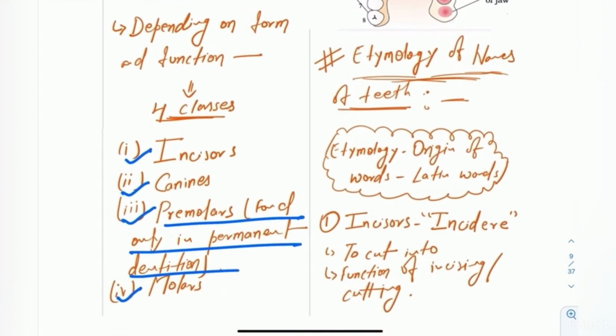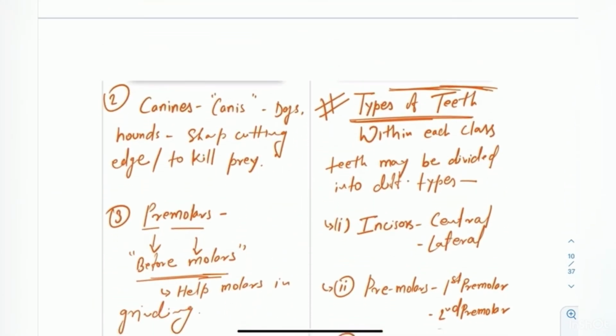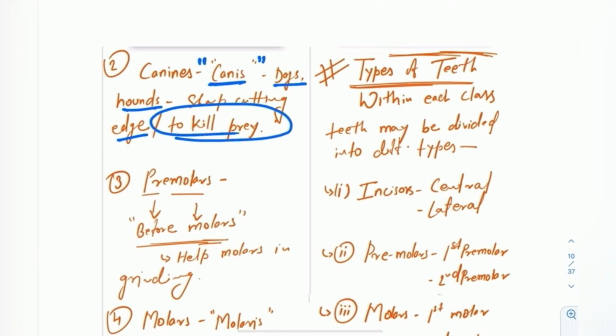Next is the etymology of names of teeth. Etymology means the origin of the words of teeth. Incisors comes from incidere, which means to cut into, and its function is incising or cutting, according to its function. Canines came from canis. Dogs have pointed teeth. It means dogs or hounds, and you will see the sharp cutting edge, which they used to kill prey. So canines have a sharp cutting edge.